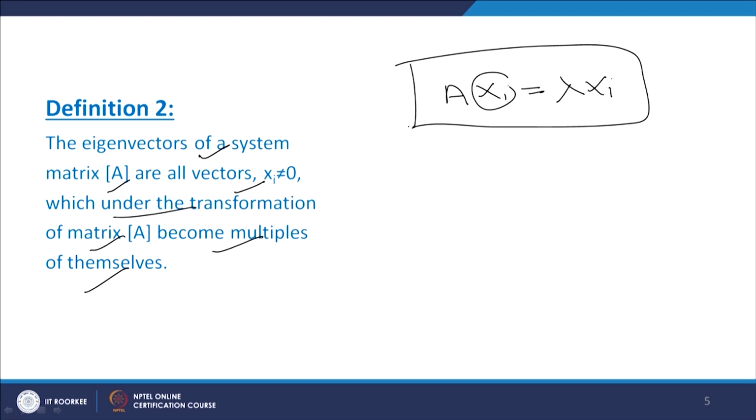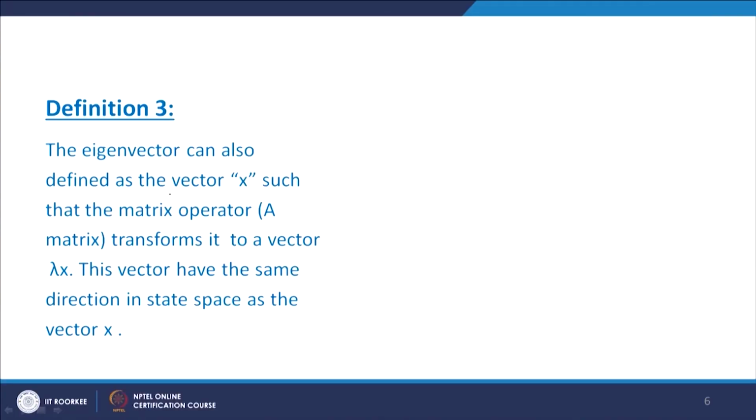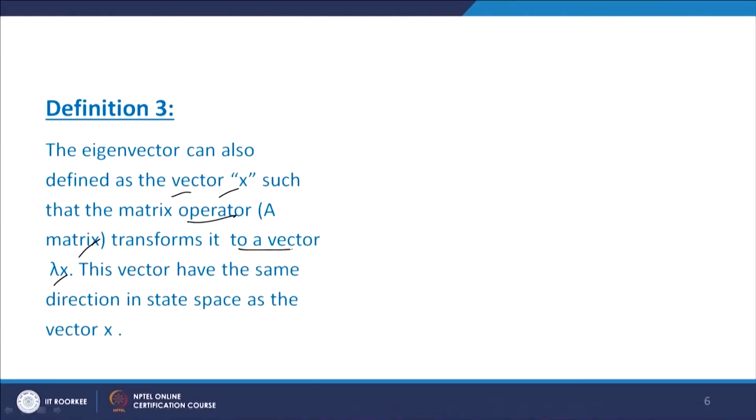What is happening here is that the matrix A operates on x and we get a new vector. You have to see what the direction is, and it is along the same direction. So here is the third definition of the eigenvector. An eigenvector can also be defined as a vector x such that the matrix operator A transforms it to the vector lambda x. We have said earlier that Ax equals lambda x, and here the same thing is mentioned. This vector has the same direction in state space as the vector x.